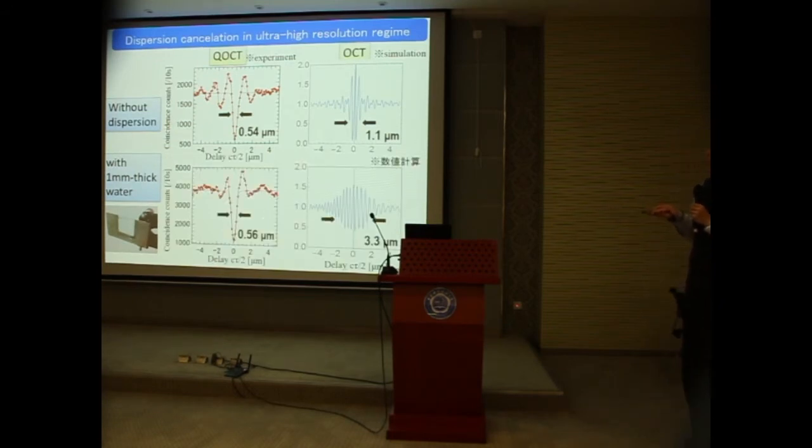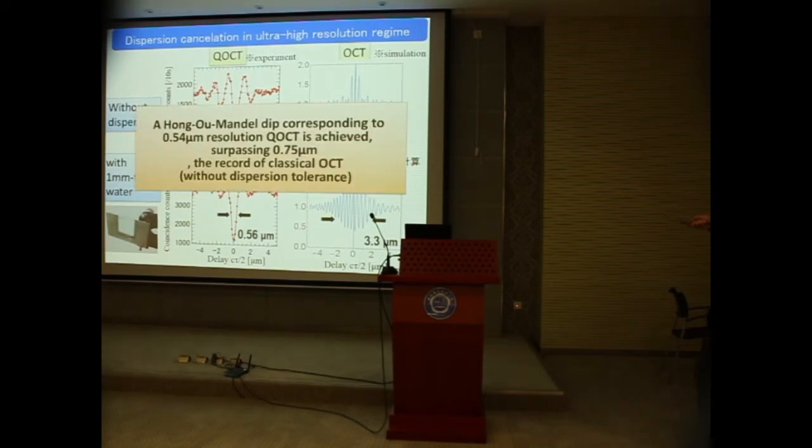We observed very slight degradation from 0.54 to 0.56. However, in the case of OCT, the signal will be degraded to 3.3 micron. So now we are able to observe ultra narrow resolution of 0.54 micron for QOCT, surpassing the record of classical OCT resolution of 0.75 micron.